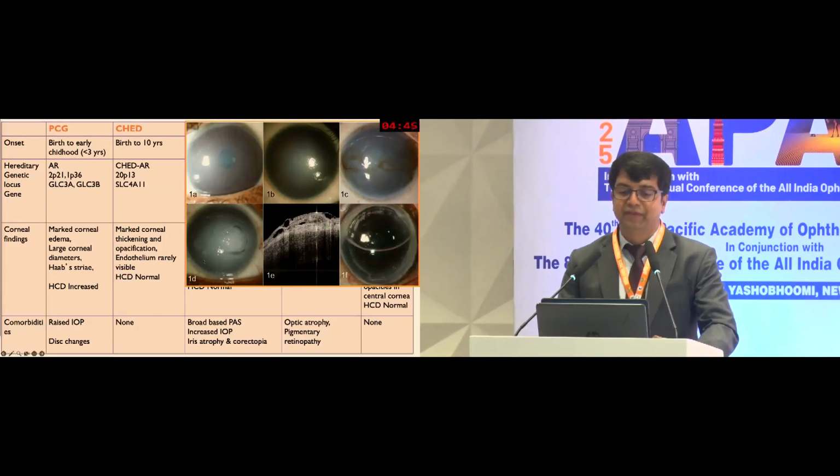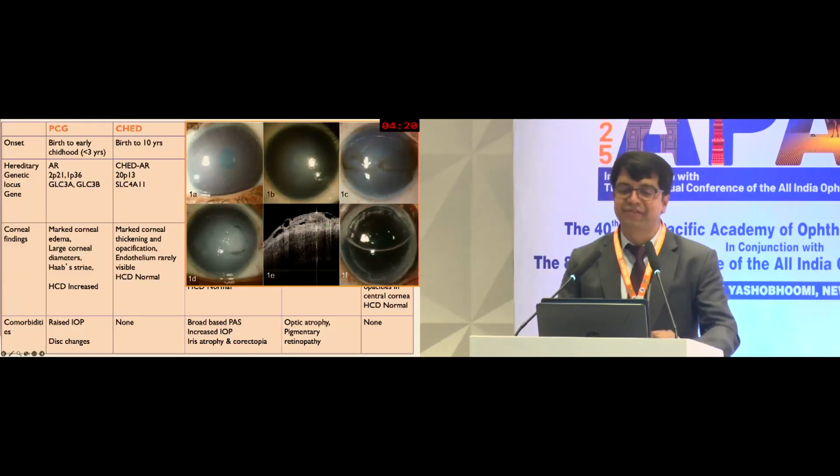The lower panel shows a child who presented much later, at the age of 16 years. Because of chronic corneal edema, you can see a lot of secondary changes. The high resolution OCT shows not only epithelial edema, but the entire Bowman's layer and anterior stroma is densely scarred. It has degenerative changes. In such cases, we may have to resort to penetrating keratoplasty.